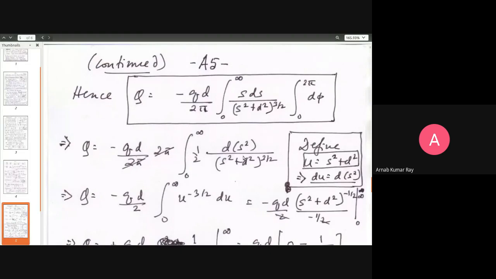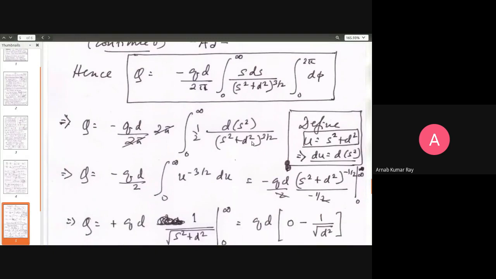Next, you will have, going from 0 to infinity, s ds. Just see, some algebraic manipulation is going on over here. I'm writing s ds as half d s squared. When you take d of s squared, what will you get? You will get 2s ds. That 2 and this 2 will cancel, but instead of that, s ds I'm writing as half d s squared. Let u be equal to s squared plus d squared. That is how we are writing it. And du is equal to d s squared.